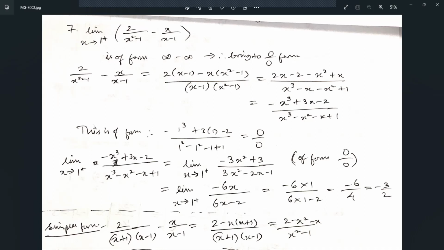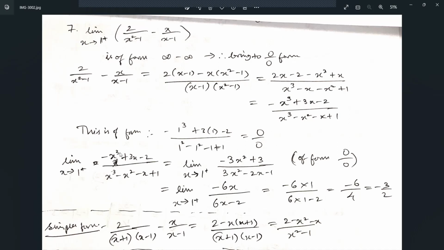When we substitute 1, what we get is 1 cube minus 1 cube plus 3 into 1 minus 2. So the numerator is 0. The denominator is 1 cube minus 1 square minus 1 plus 1. So this also is 0. So it is of the 0 by 0 form, and to evaluate this, we'll apply the L'Hopital rule.